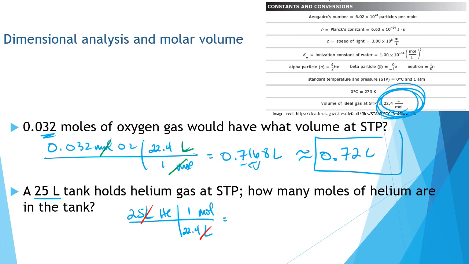25 times 1 divided by 22.4 gives us 1.116. Lots of digits. I'm going to keep 2 sig figs. 1 means that 1 stays a 1. Our final answer is 1.1 moles of helium gas.